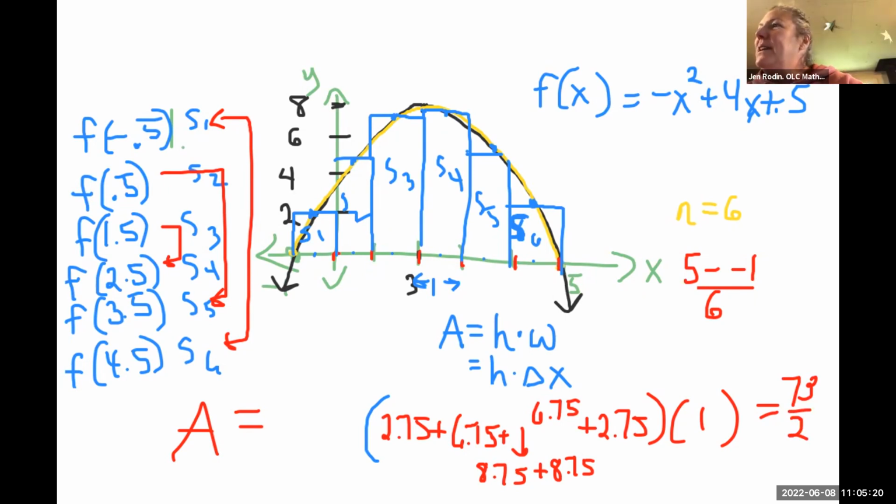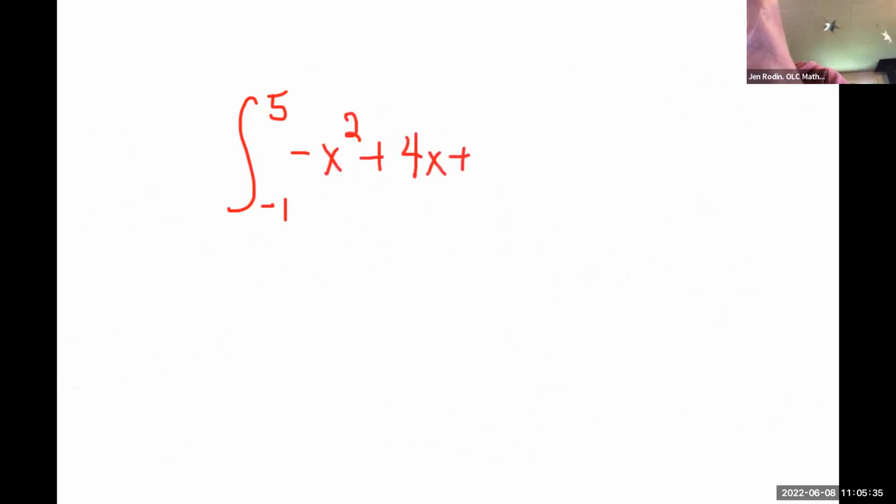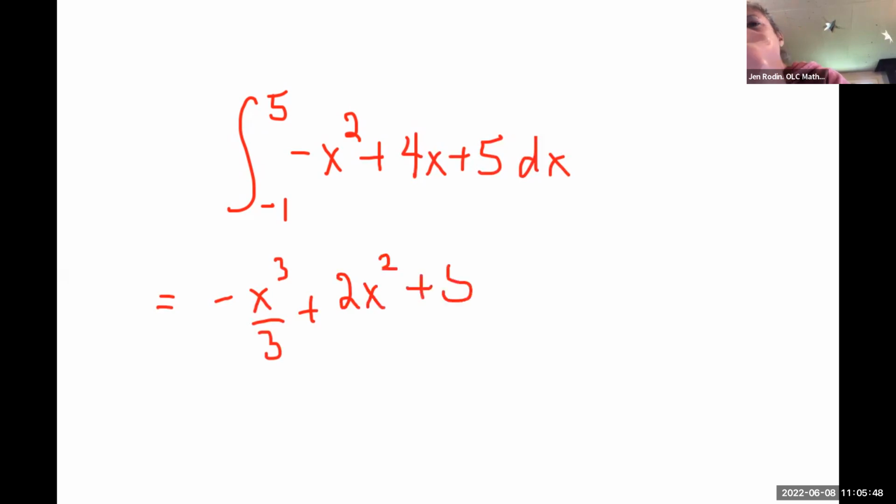All right, then. So then it says calculate. Let's do the definite integral and see if it's close to that. So we're going from -1 to 5 of negative x squared plus 4x plus 5 dx. So we've got negative x to the third over 3, 4x squared over 2 must be 2x squared, 5x. We do have to plug in all those values, but that's all right.